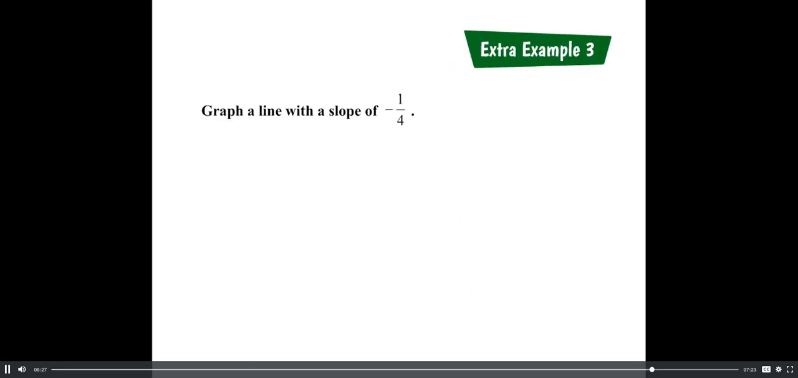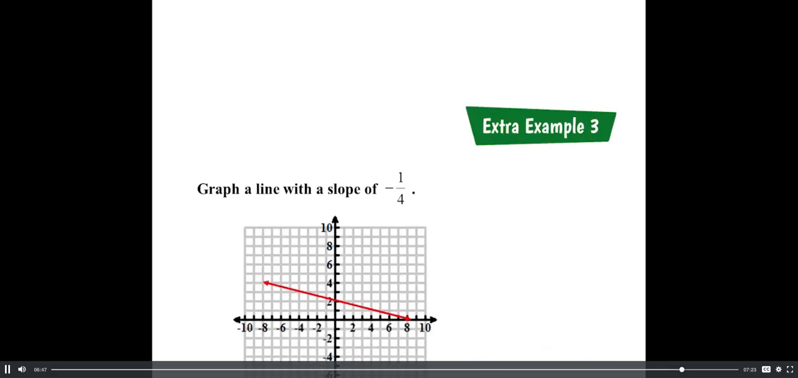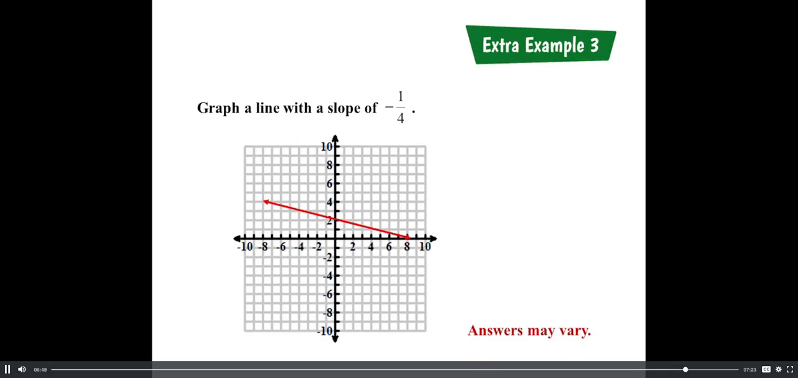Extra example 3. You'll try this problem by yourself. Graph a line with a slope of negative 1/4. This would be a good time to pause the video. Complete the problem by yourself, then check your answer by resuming the video. The answer to this problem is any straight line that moves downward to the right with a slope triangle that moves down 1 and over 4. Answers may vary.